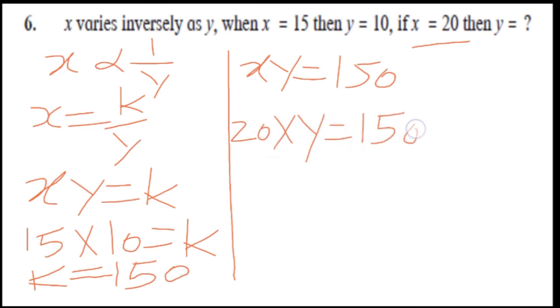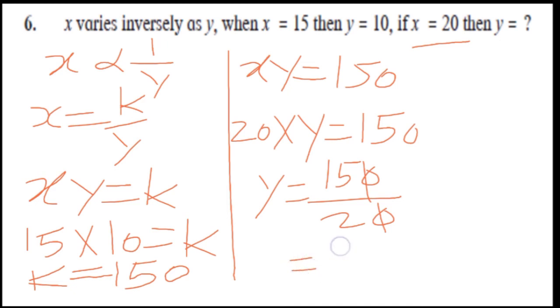Therefore, y is equal to 150 upon 20. 0, 0 cancel. 15 upon 2, and 15 upon 2 means 2 sevens are 14, remaining 1 point, 2 fives are 10, means value of y is 7.5.